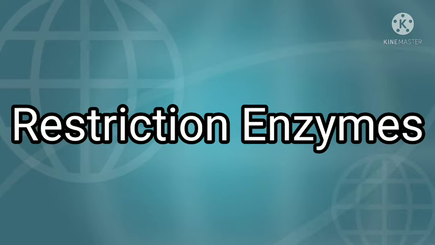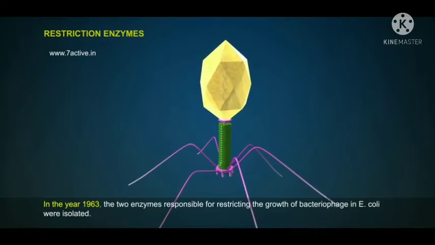Yesterday we started the topic of restriction enzymes. Today we will discuss how restriction enzymes work to cut the DNA, how they recognize the site, and what the different types of restriction enzymes are. Okay, so let's start. Restriction enzymes are molecular scissors that have the capacity to cut the DNA at specific sites.